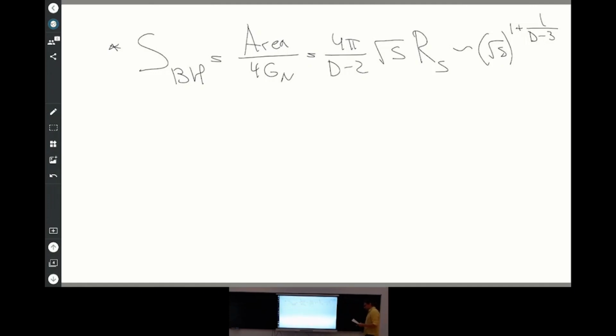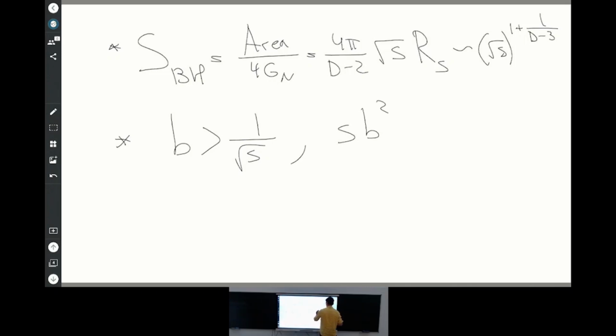Now, finally, if you have a scattering of particles, we are not doing classical GR. We are doing quantum particles, so they are characterized by some Compton wavelength. Therefore, to make sense of this impact parameter picture, we will take the impact parameter to be much larger than the Compton wavelength, or in other words, say s b squared much larger than 1. Okay.